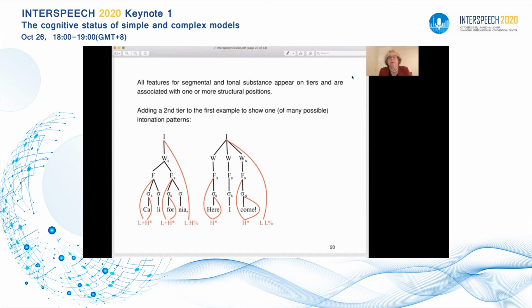So in the theory, all features for segmental and tonal substance appear on tiers, and they're associated with one or more structural positions. So if I go back to my earlier phrase, California, here I come, we can add a second tier to that to show one of many possible intonation patterns. And you'll notice that because we had 2 feet in California, we can have 2 pitch accents there. California, here I come.